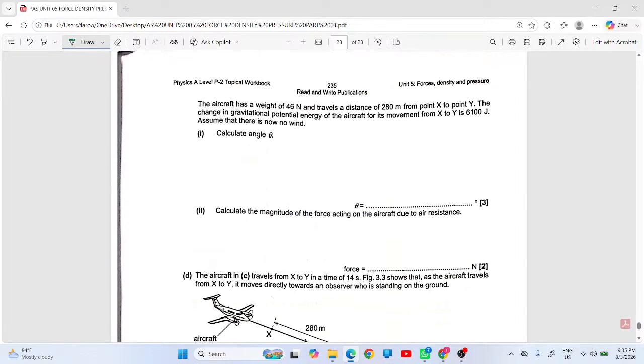रुक रुक. The weight of the aircraft is given, distance is given, from x to point y. The change in gravitational potential energy, ये hint है हमारे पास. The change in potential energy is this. Assume that there is no wind. So change in potential energy लगाते हैं. Change in potential energy equals mg delta h. The change in potential energy is 6100. m और g अलग नहीं करना इसमें, डेल्टा एच. सो आपको हाइट मिल जाएगी.